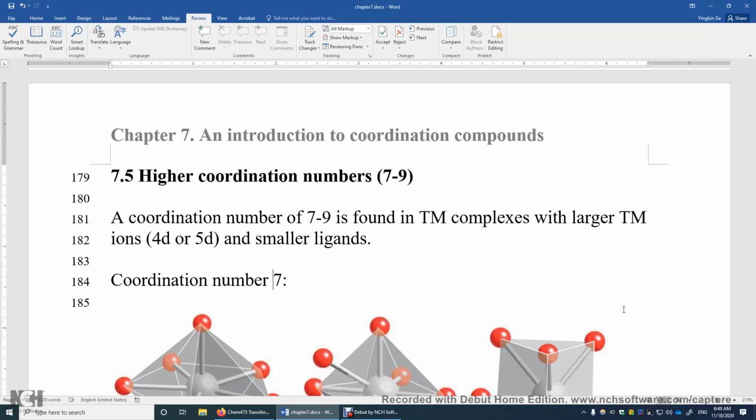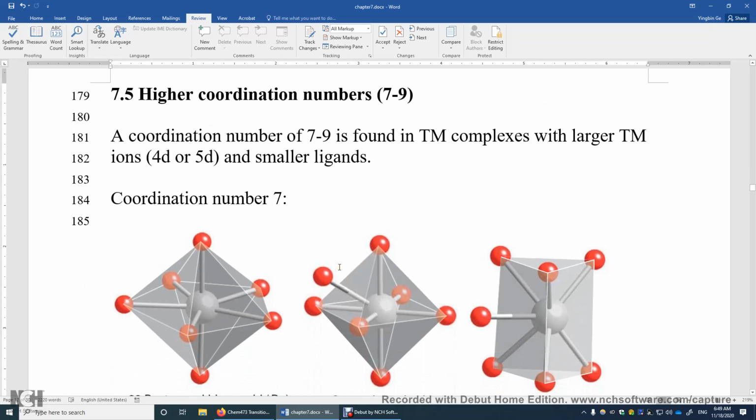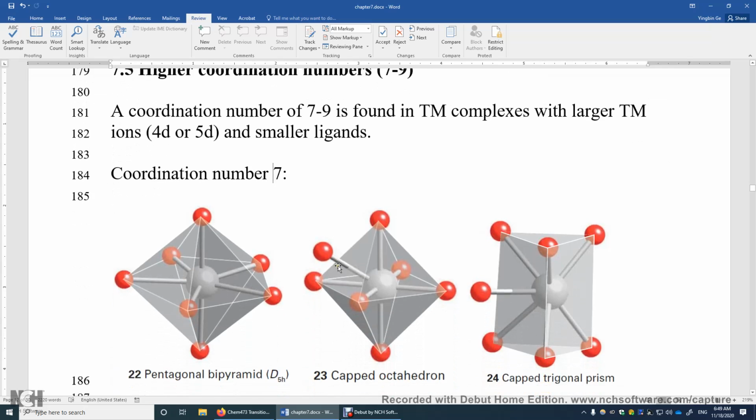And the ligands are small. The ligands do not repel each other significantly. The ligands do not have too many lone pair electrons. The ligands do not form double bonds with the transition metal. What about the structure of the 7 coordinate transition metal complexes?